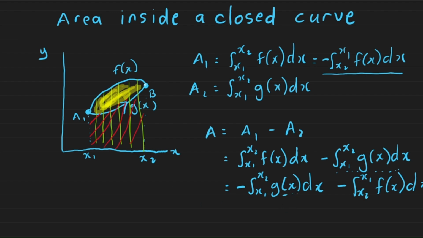Then it goes from B to A by the top curve, and that corresponds to x2 back to x1 of f of x dx. So x1 to x2, then from x2 back to x1. So that's what we're showing. We're just going to take the negative out as a common factor. So what we're left with is the integral from x1 to x2 of g of x dx plus the integral from x2 to x1 of f of x dx.